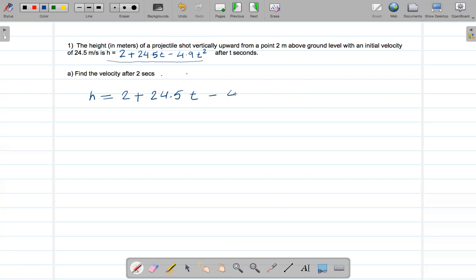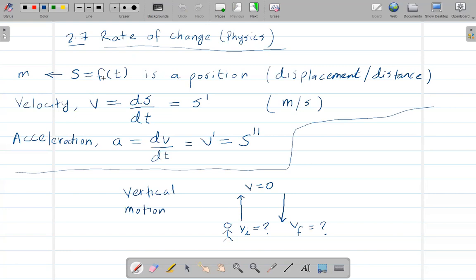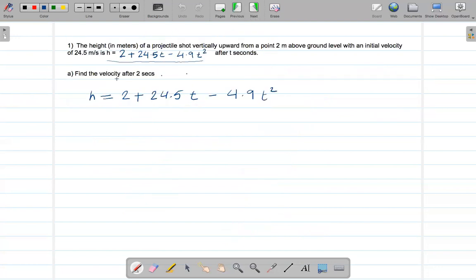All right. And then after this, now we are trying to find the velocity after 2 seconds. So since we have a position function, like I explained here, if you have a position function, then you can find the velocity function if I take the derivative of that. So let's do that first. Let's find the velocity function first, and then after that I can find the velocity after 2 seconds.